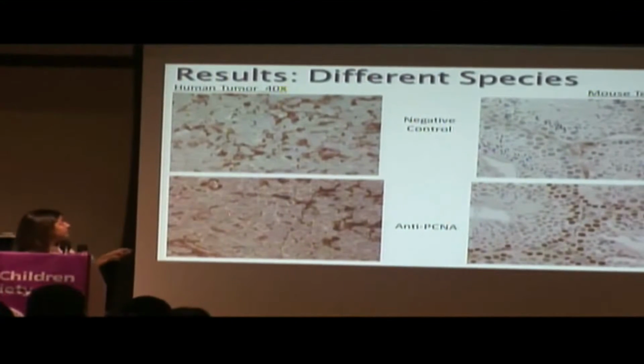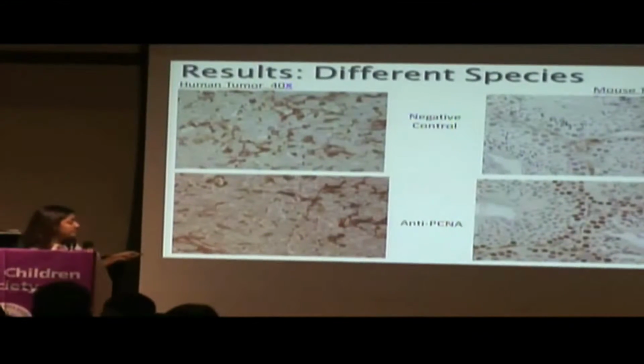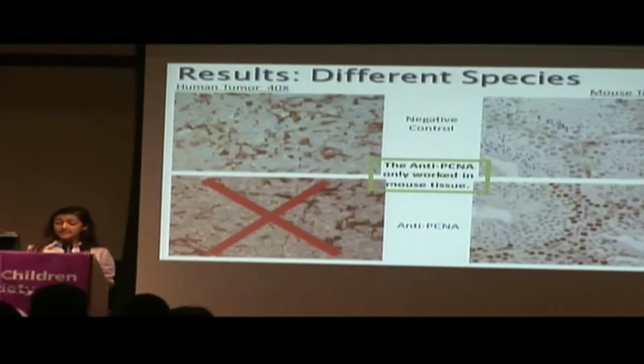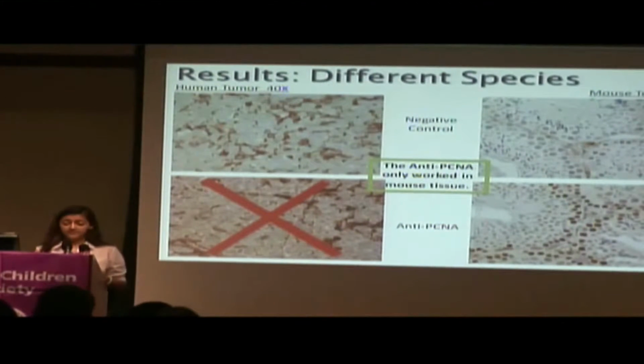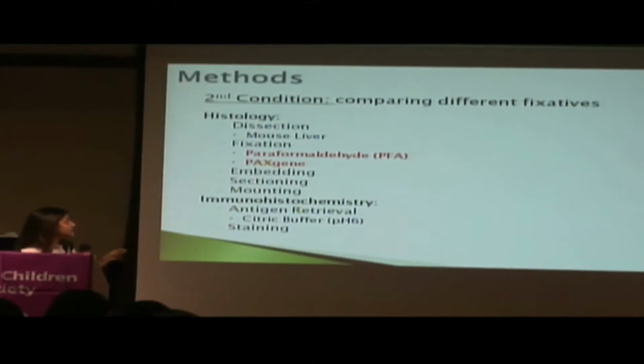So we see that in the mouse testes there are brown nuclei that were stained in the antigen retrieval process, but there were no stained nuclei in the human tumor, and it's just more background staining and noise. So we know that the anti-PCNA only worked in the mouse tissue.